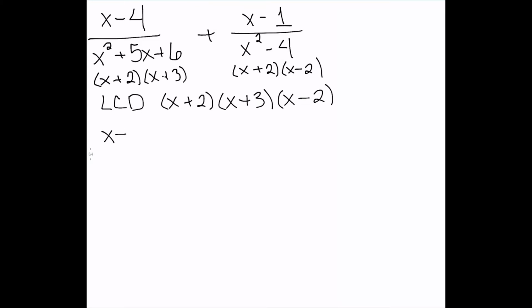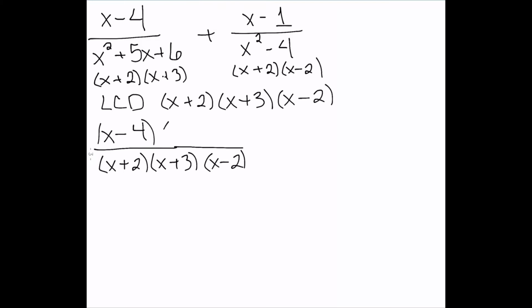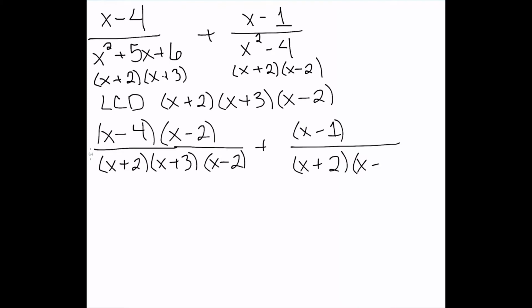So now I need to have everything with the least common denominator. The first fraction is missing the x minus 2 to make it the least common denominator. So I'm going to include that on both the top and the bottom. The second fraction has the (x plus 2)(x minus 2), but is missing the x plus 3. So I'll include that on both the top and the bottom.